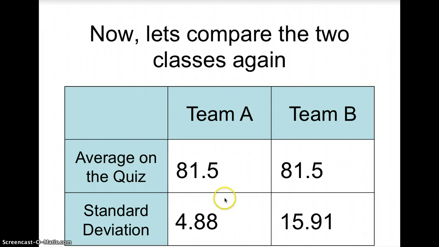So if you were to take Team A's score, the average of 81.5, and go up by 4.88 and down by 4.88, 68% of the class would have scored in that range. If you were to take the second class and use their average value of 81.5 and go up by 15.9 and down by 15.9, that would be 68% of the values in that class would fall within that range.